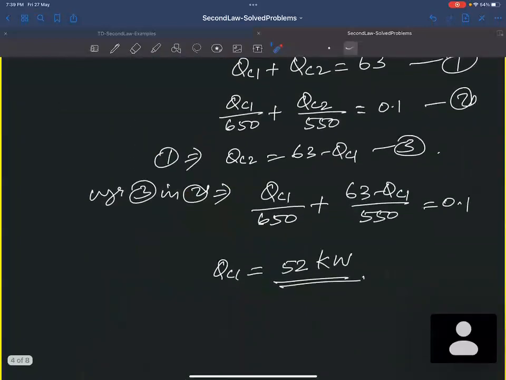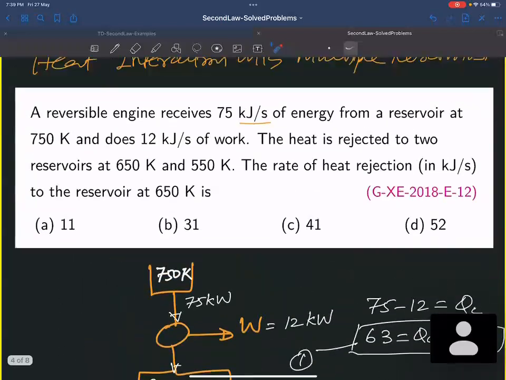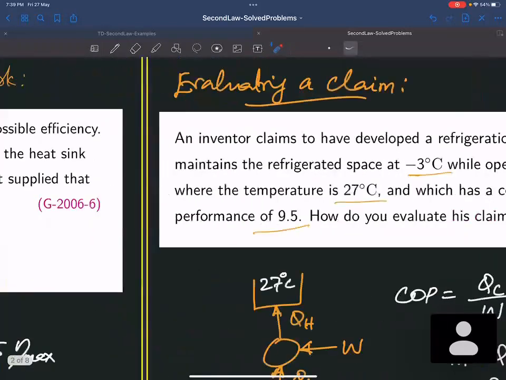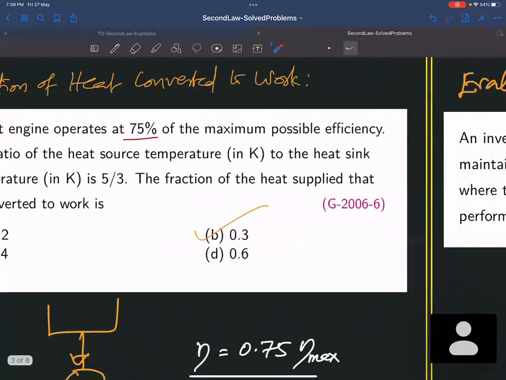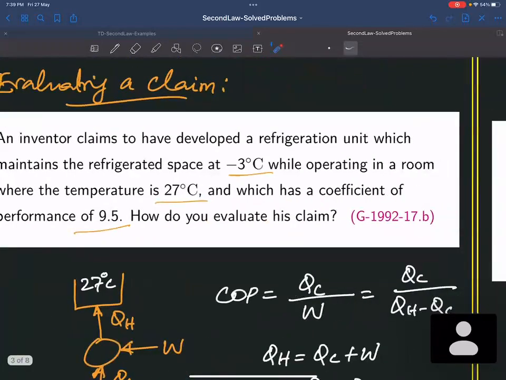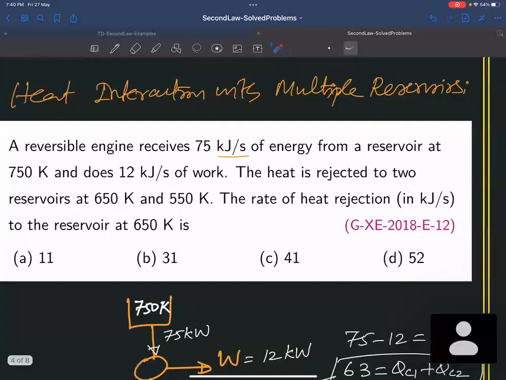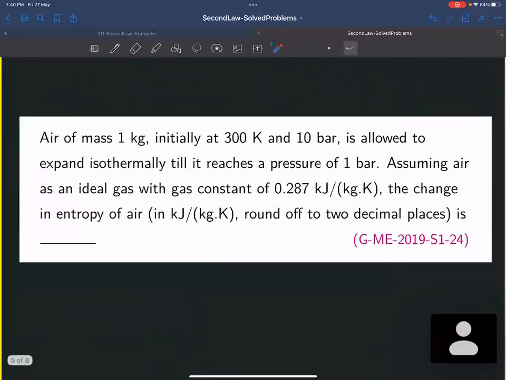Okay, now let us see the next one. So far we have been seeing problems relevant to heat engine operations. The first two were simply based on the Carnot engine, the other one on the Carnot refrigerator. Now this is also a Carnot engine working with multiple reservoirs, multiple heat sinks. Now we are going to a different kind of topic, which is simply evaluating the entropy change.